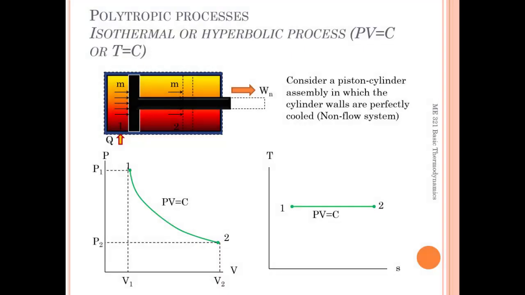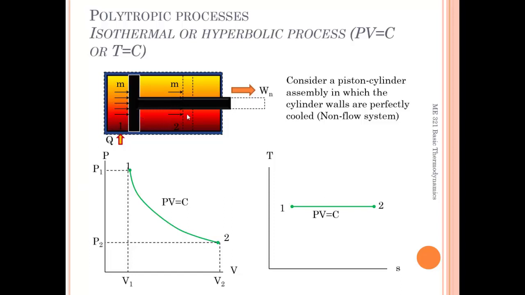The third polytropic process is the constant temperature process. A non-flow isothermal process can be visualized by a perfectly cooled piston cylinder arrangement containing gas inside. To start our analysis, let's again assume that heat is going to be transferred into the system. This will cause the gas to expand from point 1 to point 2.